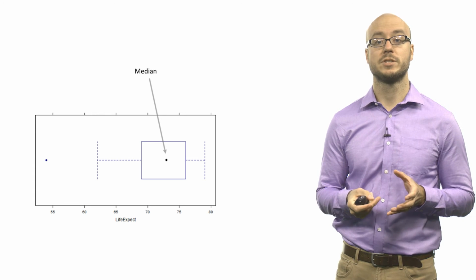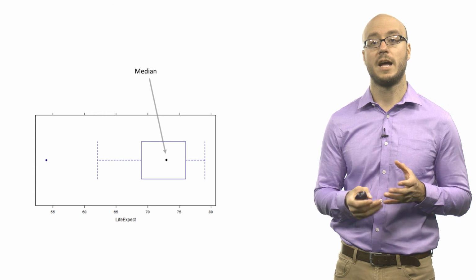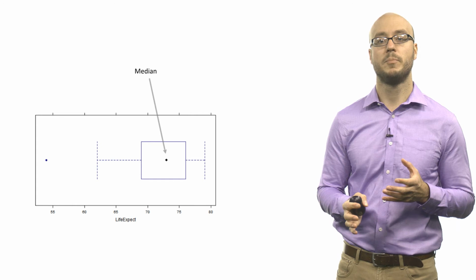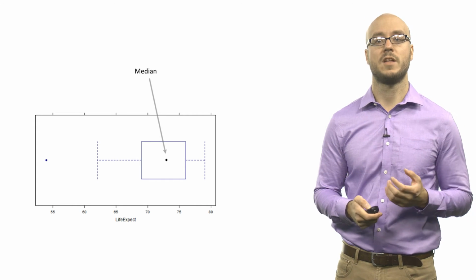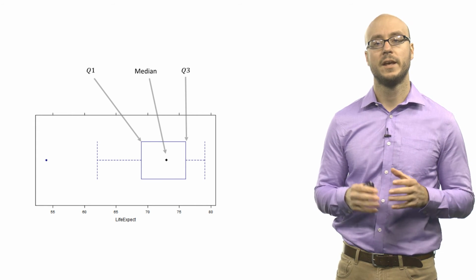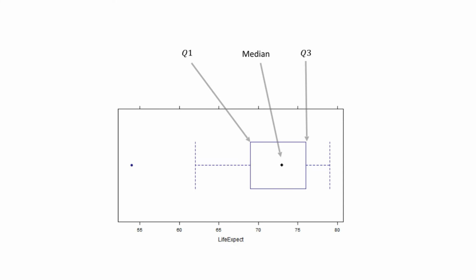That gives us the location of the median. So that's the 50th percentile. We know that 50% of the observations lie above that value and 50% of the observations lie below that value. The two edges of the box in a box plot give us the first quartile and the third quartile. So we know that the middle 50% of the data lies within those two edges of that box in a box plot.